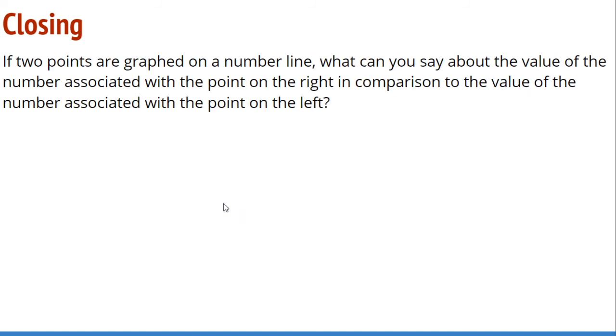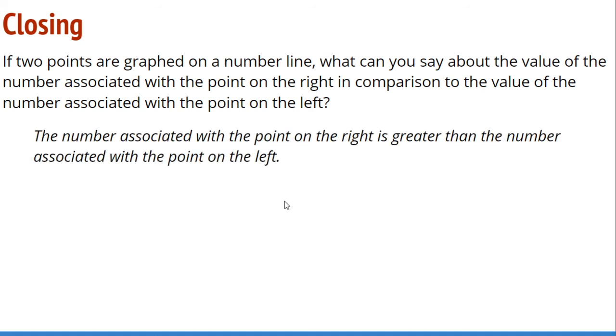So if 2 points are graphed on a number line, what can you say about the value of the number associated with the point on the right in comparison to the value of the number associated with the point on the left? So we're tying it to value now. The number associated with the point on the right is greater than the number associated with the point on the left. As we move to the right, we have greater value. Keep hitting that over and over again.